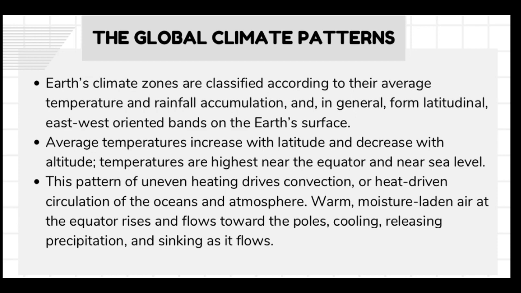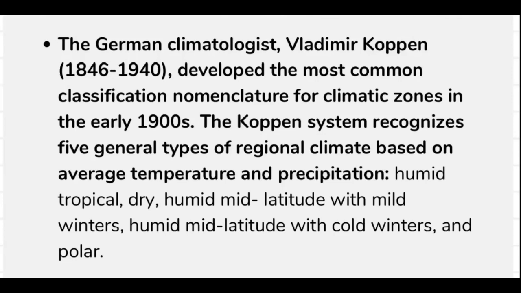Warm, moisture-laden air at the equator rises and flows toward the poles, cooling, releasing precipitation and sinking as it flows. The German climatologist Vladimir Köppen (1846 to 1940) developed the most common classification nomenclature of climate zones in the early 1900s. The Köppen system recognized 5 general types of regional climate based on the average temperature and precipitation: humid tropical, dry, humid mid-latitude with mild winters, humid mid-latitude with cold winters, and polar.